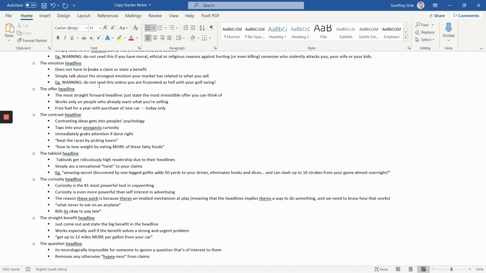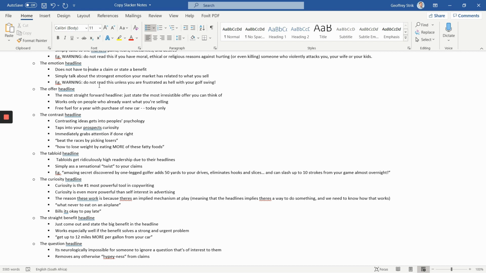The next headline is the offer headline. This is the most straightforward headline. You just state the most irresistible offer you can think of. Works only on people who already want what you're selling. Free fuel for a year with purchase of your new car today only. So obviously, if somebody has just purchased a new vehicle, something that they will inevitably need is fuel. So you can entice people who are interested in buying a vehicle by offering them the next thing that they will need after that vehicle, which is fuel.